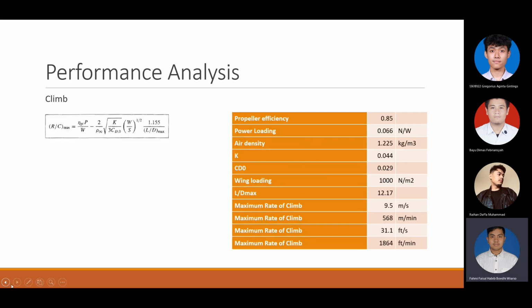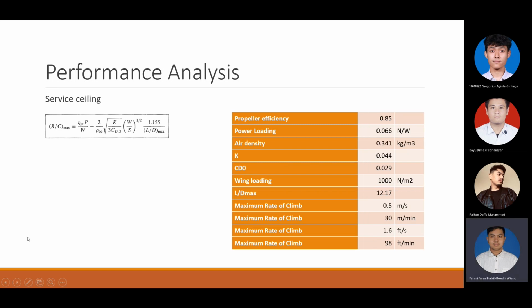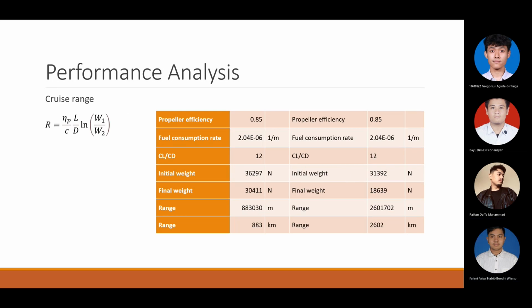And then the climb performance: the maximum rate of climb at sea level will be around 1800 feet per minute. The surface ceiling is the altitude where the maximum rate of climb is less than half a meter per second. The maximum surface ceiling is around 10,000 meters from the ground.